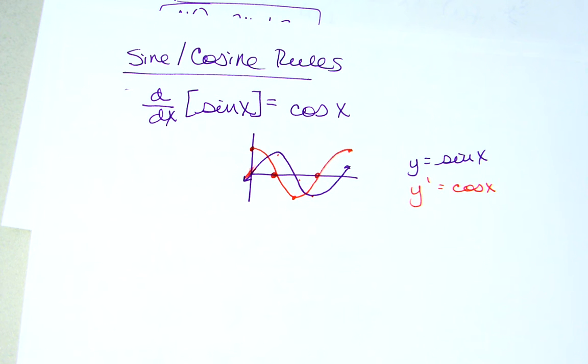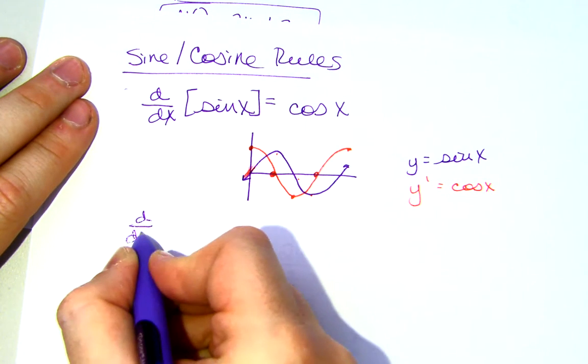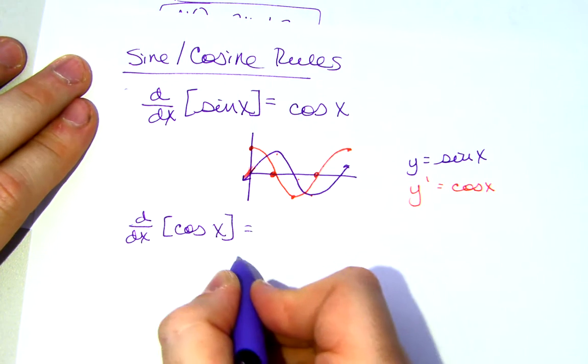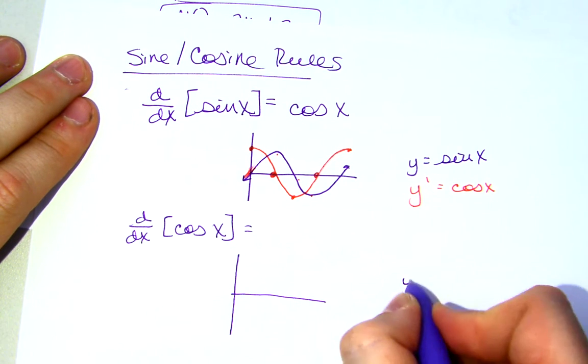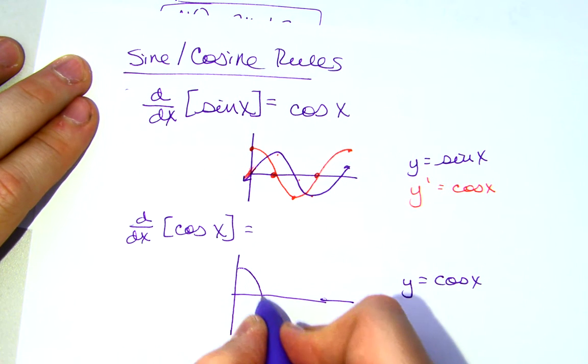So then the derivative of cosine x should probably be sine x. Let's just check that. Let's do the same thing with a picture just to make sure things are working. But that totally seems reasonable. Derivative of the cosine x equals, okay, so in purple, I'm going to do y equals the cosine of x. In red, I'll do its derivative.